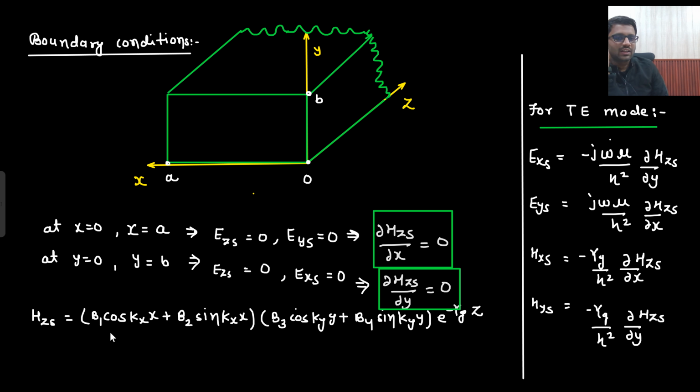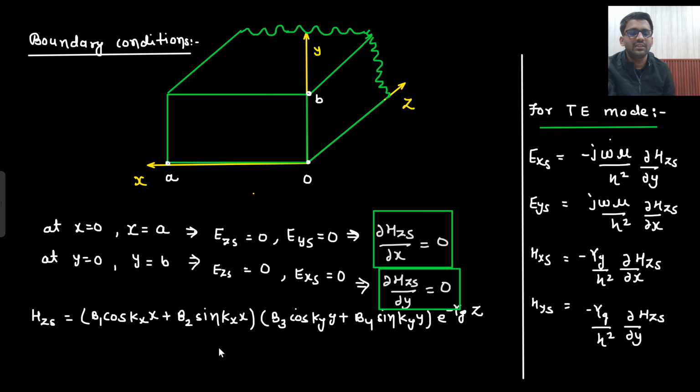Now if those differentiations are 0, then I will differentiate this HZ and put that equal to 0 at these boundary conditions. So first I need to differentiate it with respect to x, and then with respect to y. So differentiation you can do. What will be the differentiation with respect to x? It will be b1 kx minus sin kx x plus b2 kx cos kx x, because differentiation of sin is cos, differentiation of cos is minus sin, and this will remain there as it is. So this is your del hz by del x.